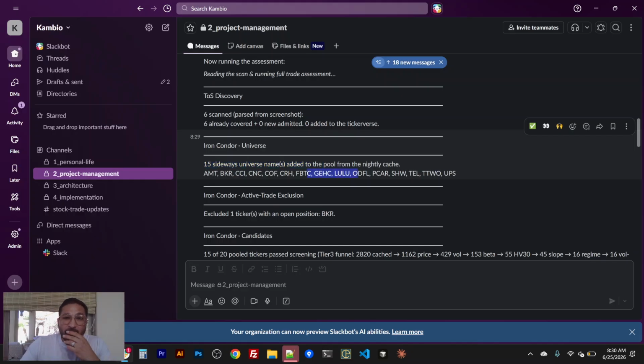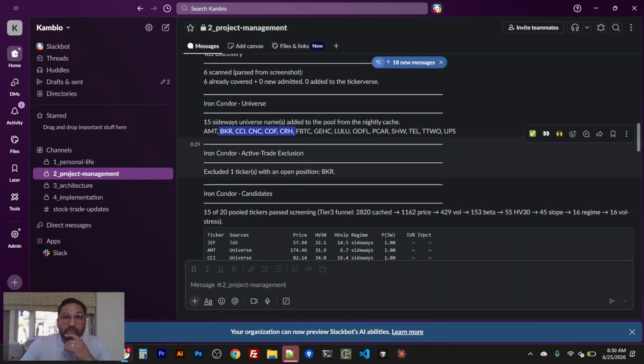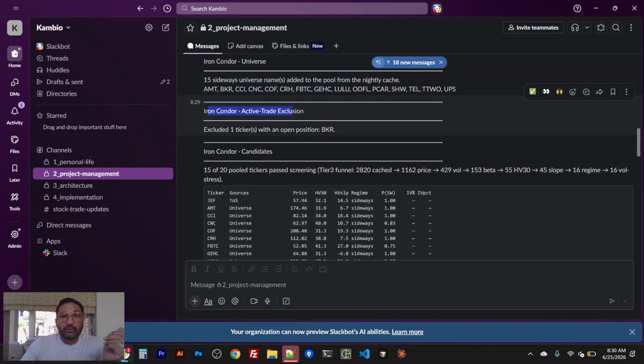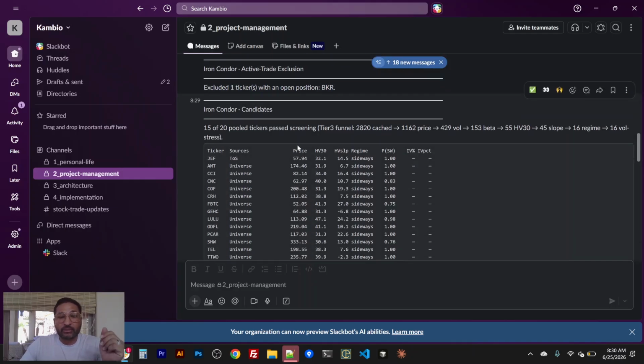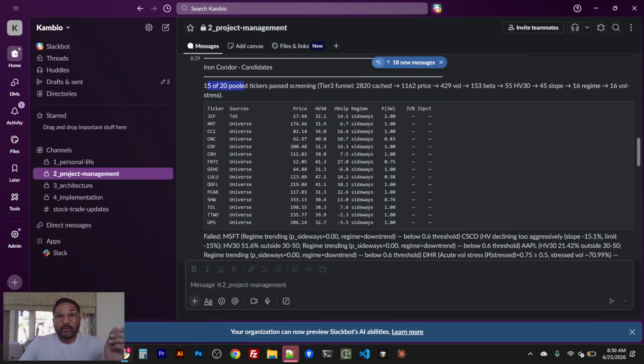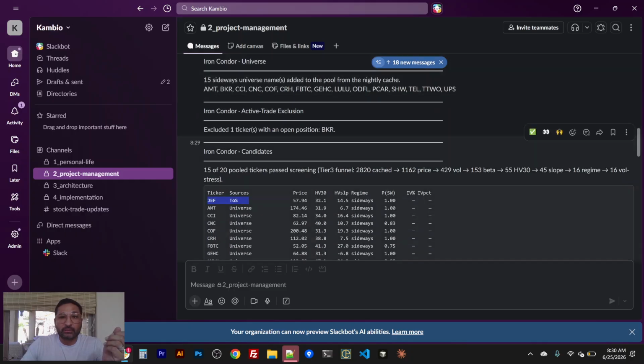So anyways, only 15 came back from our tickerverse, right? And then, do we have active trades? We do, BKR, so we filtered that out. We can't put another trade on a ticker that we already have a trade on. And then we have the scoring mechanism. So this is how it filtered from the 28 all the way down to the 16, right? This one came from Thinkorswim.